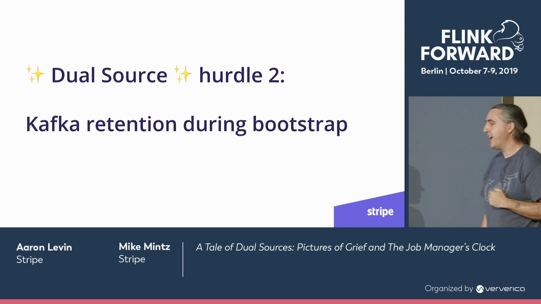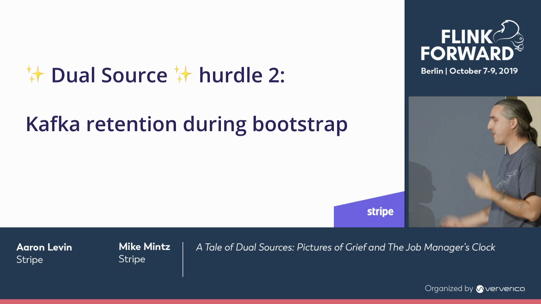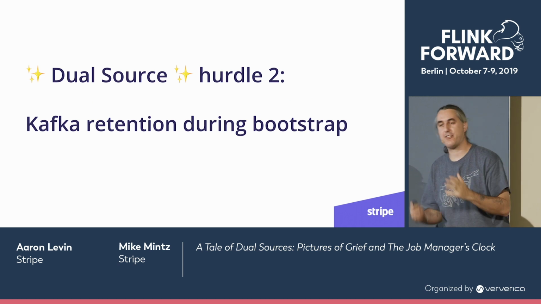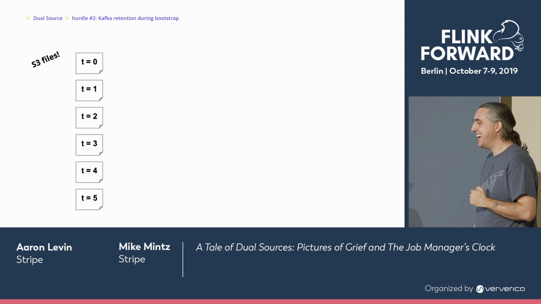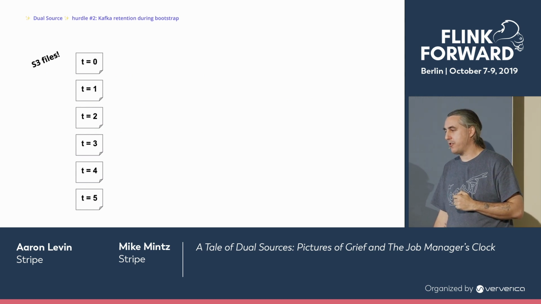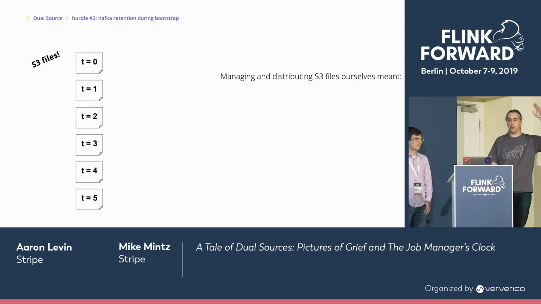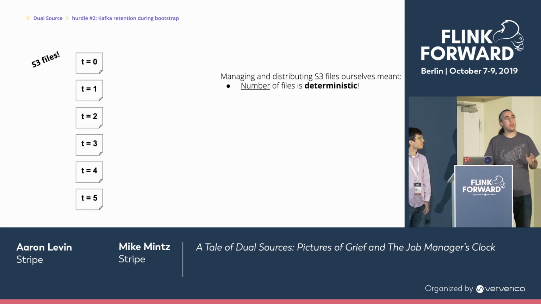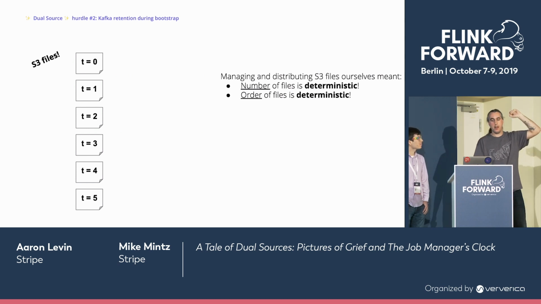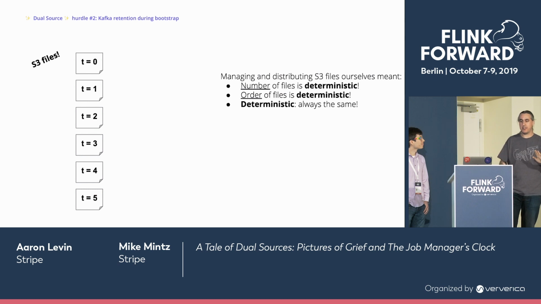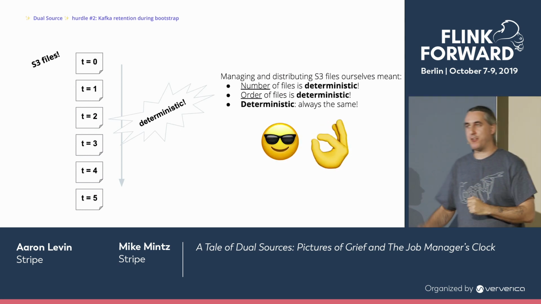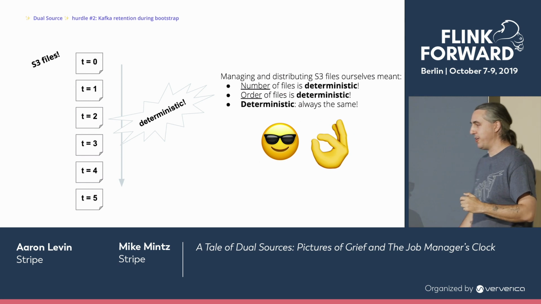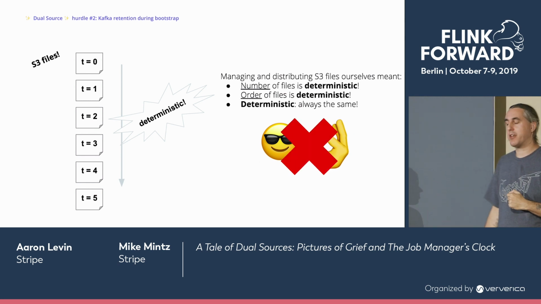Well, unfortunately, no. Our second hurdle, partially introduced by the first, was that now we hit this gnarly Kafka retention bug. Not bug, but feature, I should say. So an important feature of our solution to the first hurdle was that we managed and distributed the S3 files ourselves. And specifically, the order and number of them was deterministic. And what this meant clearly was that it's always the same, no matter how many times we run the job or resubmit it. And that's great for distributed systems to have things that are basically static knowledge and everyone knows, but it caused us a problem with the Kafka retention.